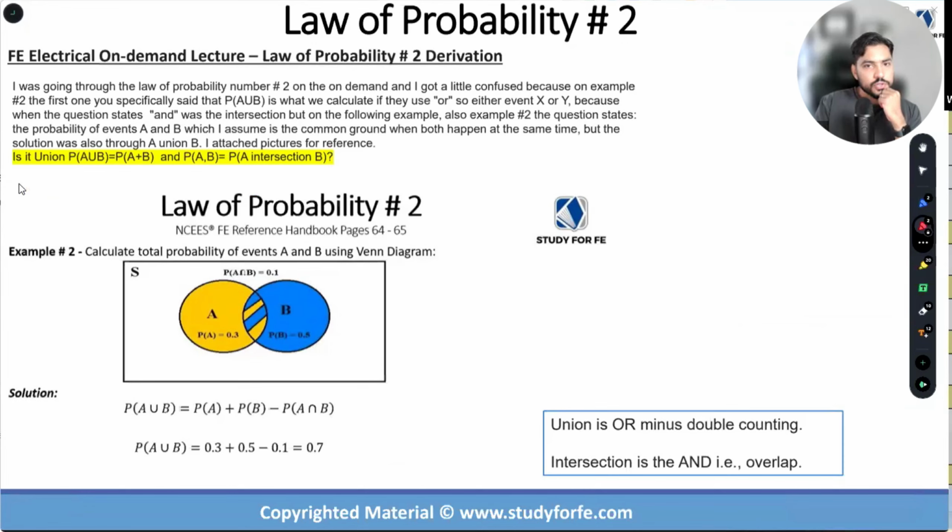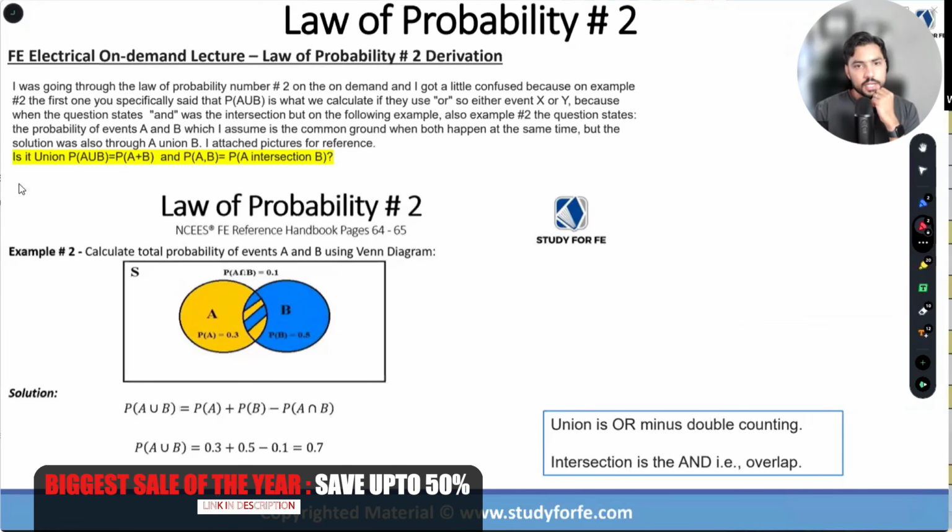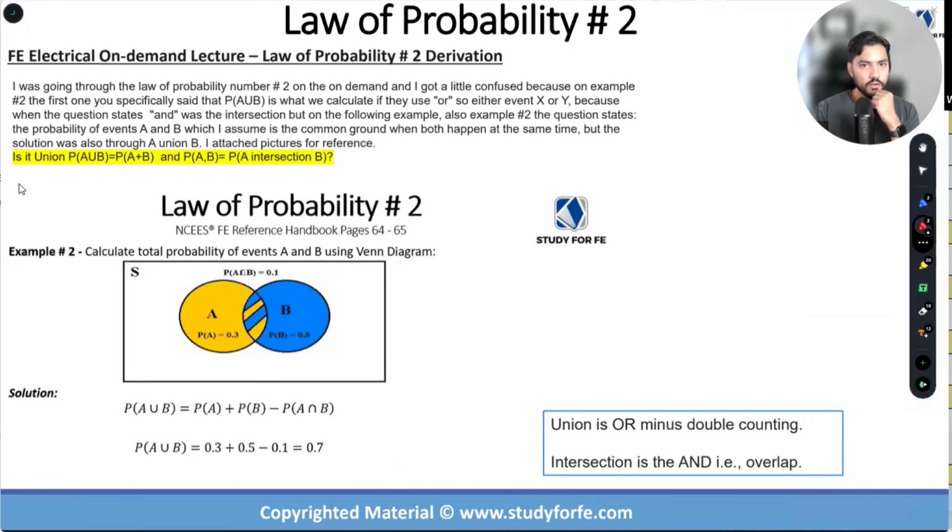And this question has to do with law of probability number 2. Law of probability number 2, in fact, all three laws of probability, maybe with the exception of law of probability number 1, law of probability number 2, and law of probability number 3. These two laws can be a little bit confusing.